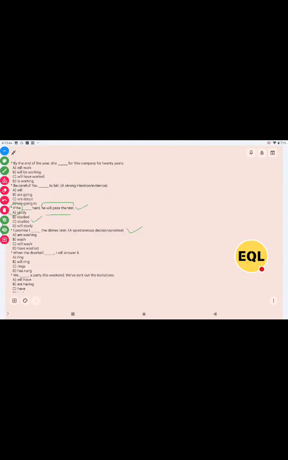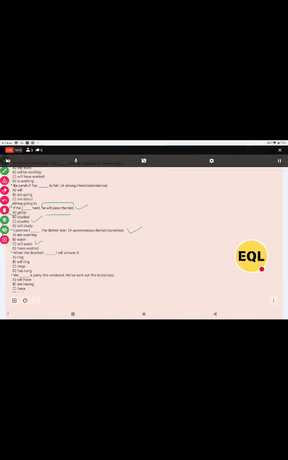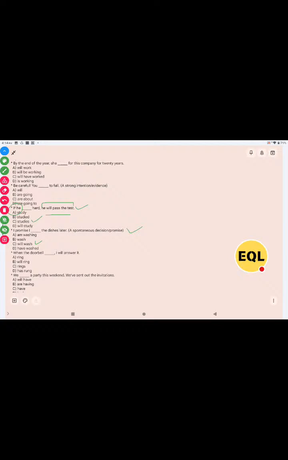So let's find will in the options. A is am washing, no, this is not correct. B wash, no, this is also not correct. Will wash, yes, this is the right one. C is the right answer. I promise I will wash the dishes later. I hope I'm quite clear to you guys and you are understanding it quite well.